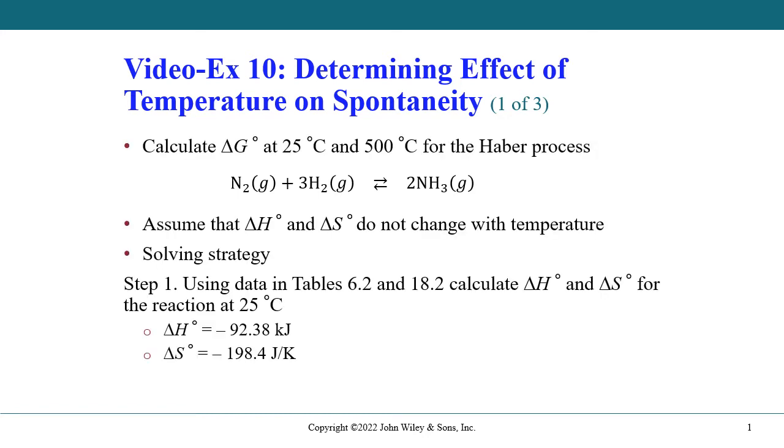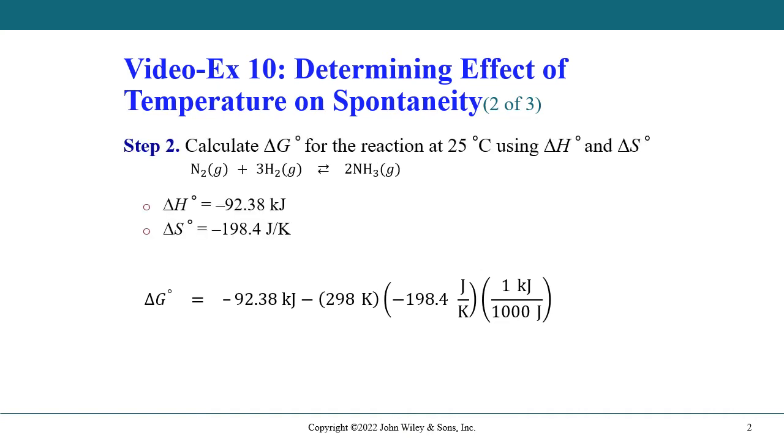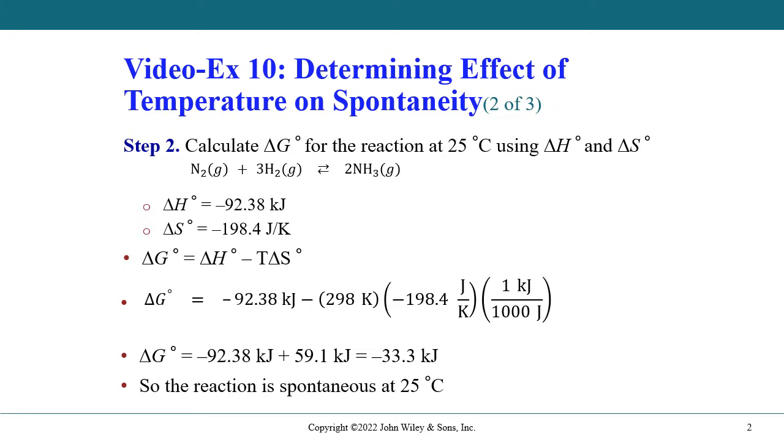So we have to calculate delta G at two different temperatures for the Haber process, given the information at the bottom of the screen. Essentially what we have to do is calculate delta G using the Gibbs free energy equation here. So we plug the values in. This is the delta H value here.